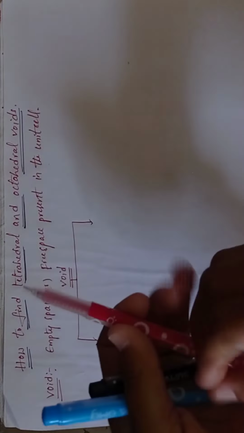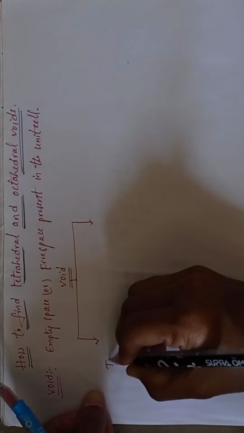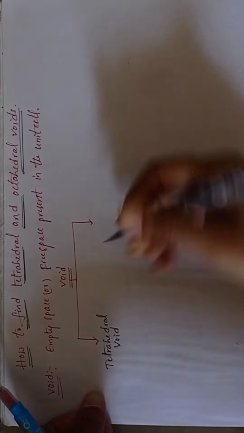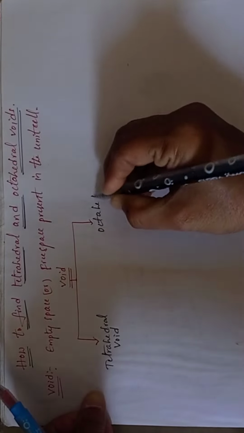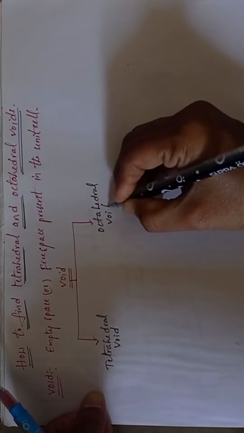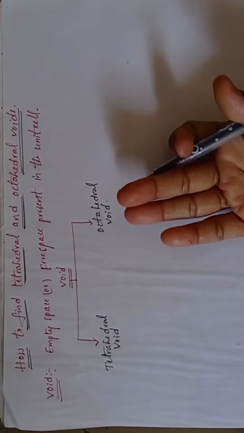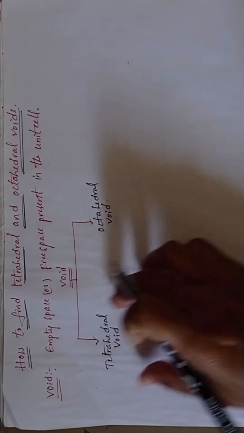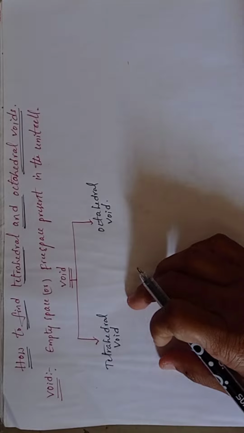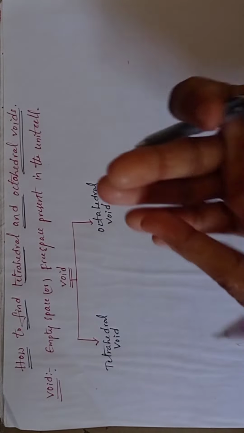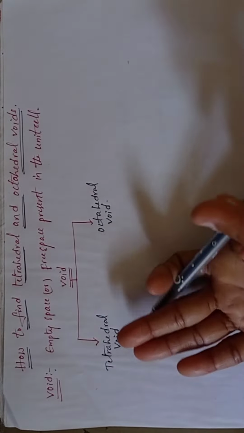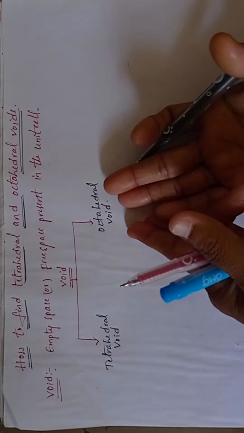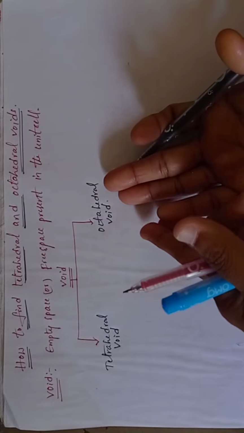Two types. One is the tetrahedral void, and the other is the octahedral void. Tetrahedral void, octahedral void, two types are there. So this tetrahedral void, what is the definition? The void which is present in between the four atoms is called the tetrahedral void. Octahedral void means the void which is present in between the six atoms is called the octahedral void.